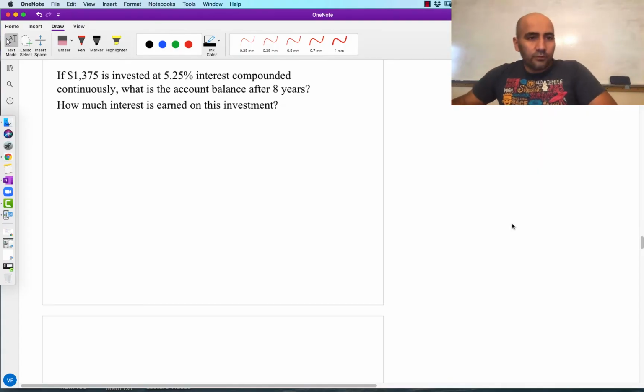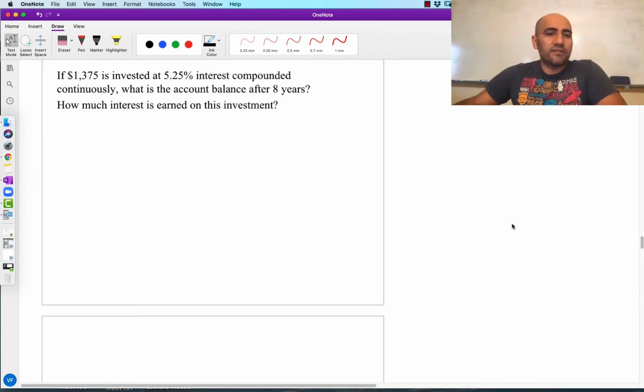Okay, let's take a look at this example. If $1,375 is invested at 5.25% interest compounded continuously, what is the account balance after 8 years? How much interest is earned on this investment? Okay, so going to our formula, the balance in our account will be equal to the principal invested times e to the RT. And we have everything we need. P is 1375. R is 5.25%. And T is equal to 8 years. So let's just plug it in.